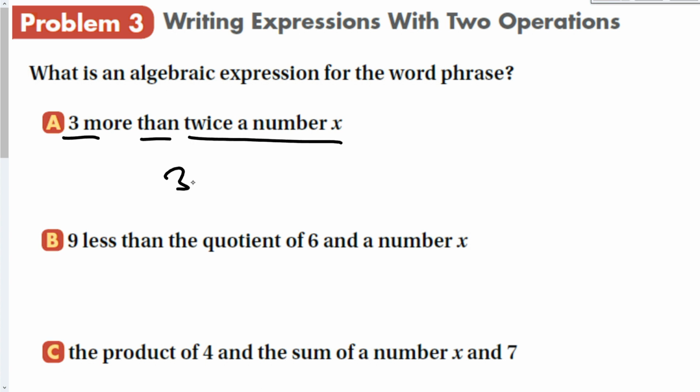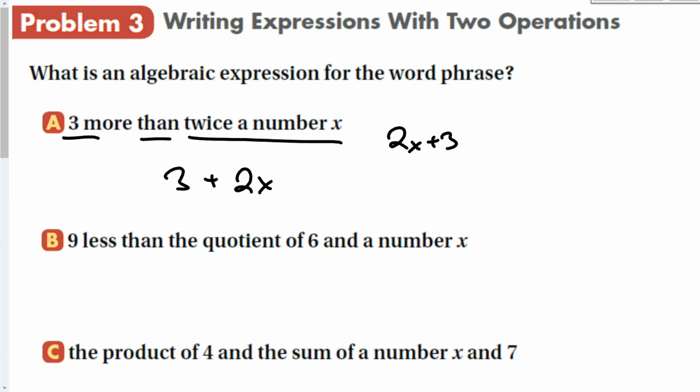So we're going to take 3 plus 2x. Now, we could have written it the other way. With addition, it doesn't really matter. Usually, the better way would be with the variables first. But we'll get to that more later.